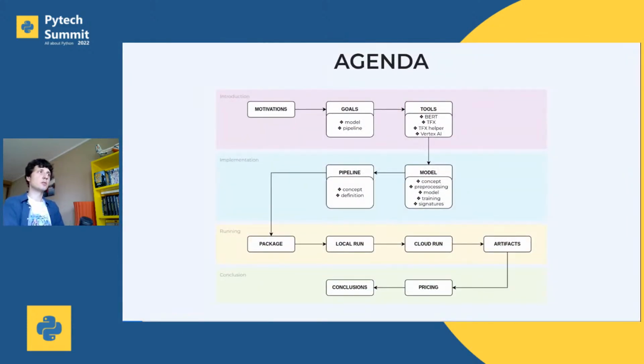How is today's presentation going to look? First, I'm going to do an introduction. I'm going to tell you what are the motivations behind even making this talk. I'm going to set some goals that we want to achieve. Then I will talk about the tools that we will use to solve the problem that we select. Then we're going to proceed to the implementation phase. We will first implement a model, then we're going to implement a machine learning pipeline. Finally, we'll try to run this pipeline and the model. But first we'll have to package it, then we will run it locally, then we'll try to run it in the cloud, and we're going to see how the artifacts from such a run look. Finally, we'll talk about monies and general conclusions.